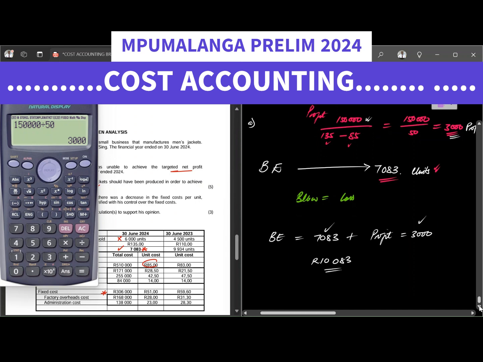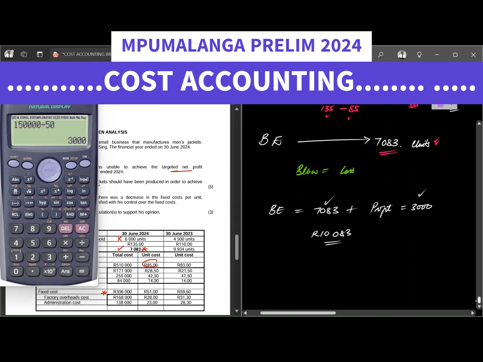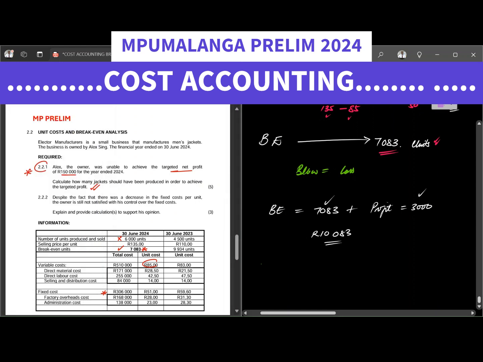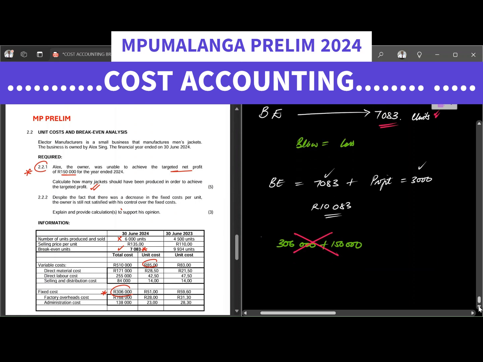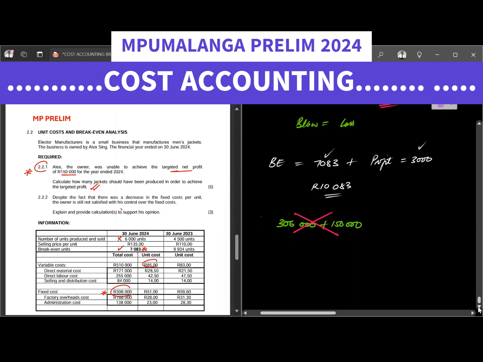But I want to show you a different calculation. The other way you could have done it is to say you cannot use this fixed cost. Remember what I did in the previous question. I cannot say 306 plus the intended profit of 150. That would be a wrong calculation because this 306 is not the total fixed cost for the intended profit. I must calculate the fixed cost for the intended profit.